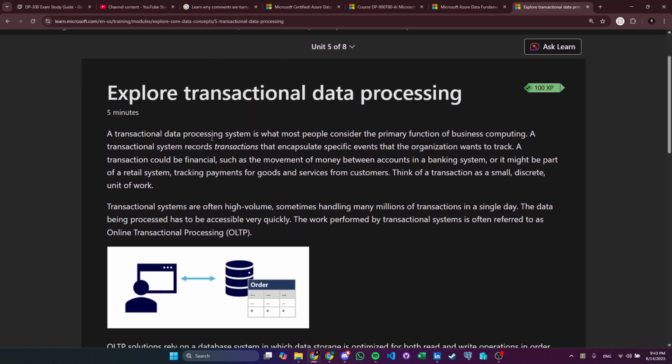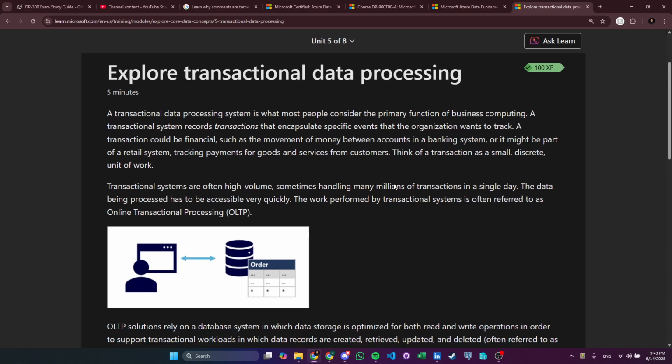A transactional data processing system is what most people consider the primary function of business computing. So the primary function of business computing is the transactional data processing system. A transactional system records transactions that encapsulate specific events that the organization wants to track. A transaction could be financial, such as the movement of money between accounts in a banking system, or it might be part of a retail system tracking payments for goods and services for customers. Think of a transaction as a small discrete unit of work.